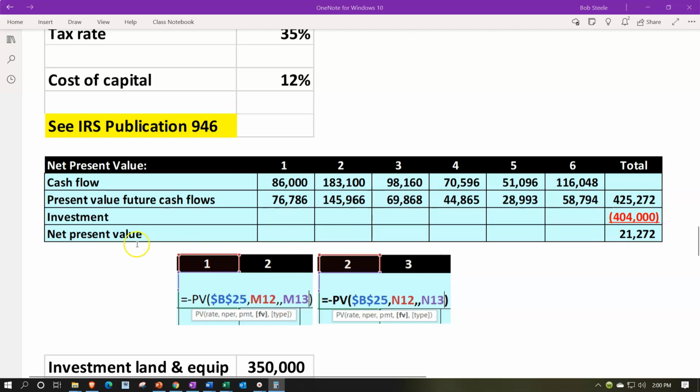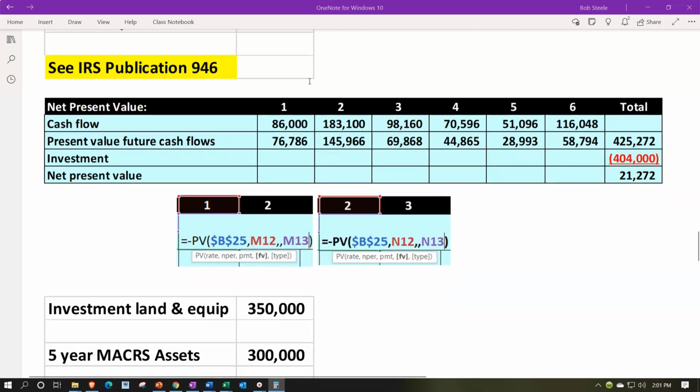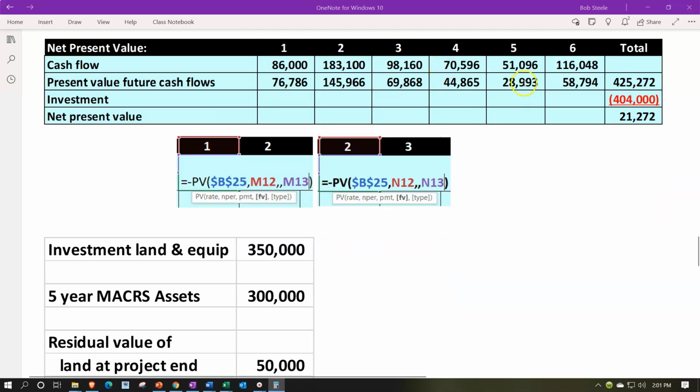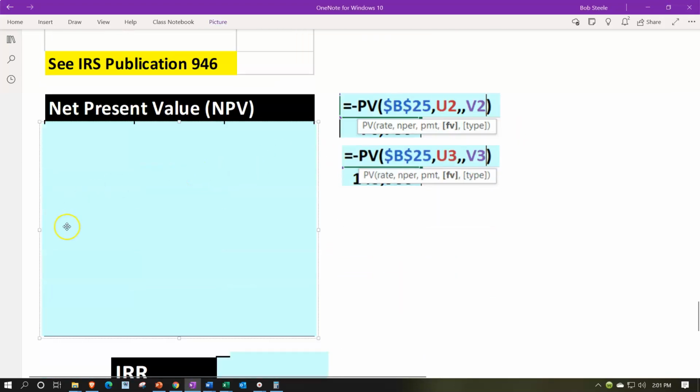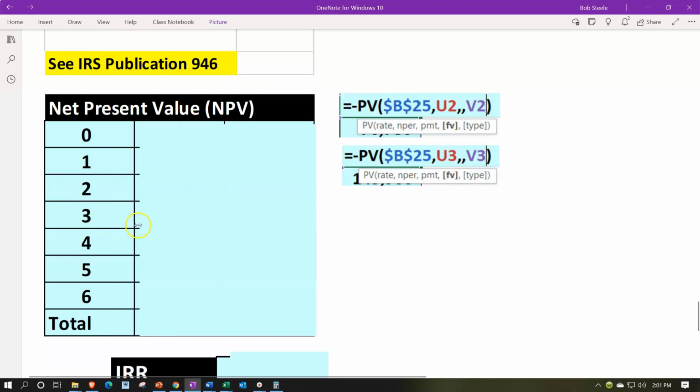This 21,272 is the net present value at 12%. It's greater than 0. Anything 0 and above means we cleared the rate of the 12% and therefore may take on the project. Now, if you were to take this table and just make it vertical fashion, it would look like this. This is how we've seen it in prior presentations as well. Some people may prefer to see it this way.